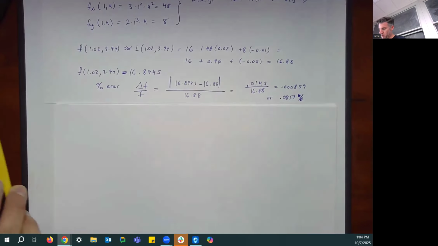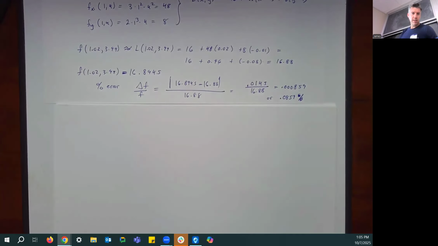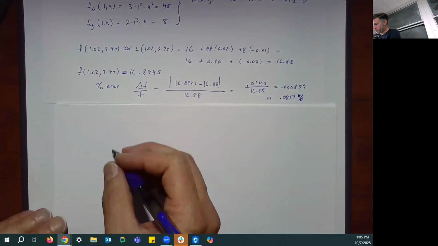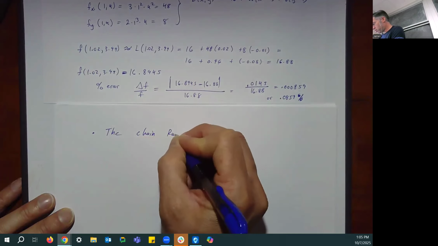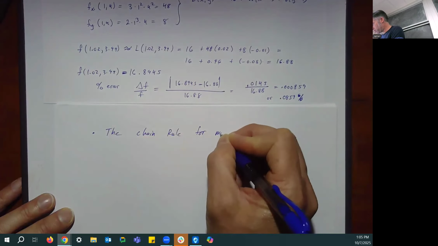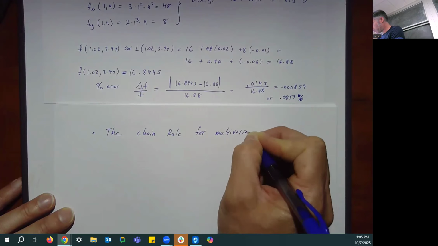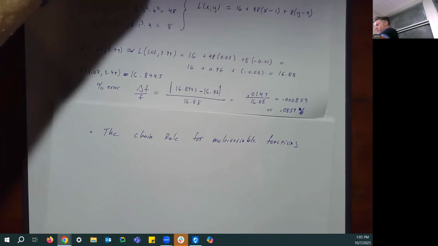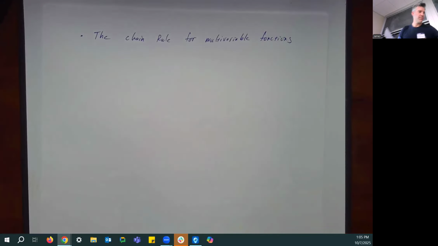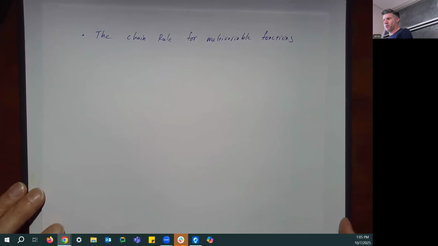All right. So let's move along and talk about the chain rule for multivariable functions. We'll start off with an example, which the numbers are not great, but the idea is, I think, fairly accessible.